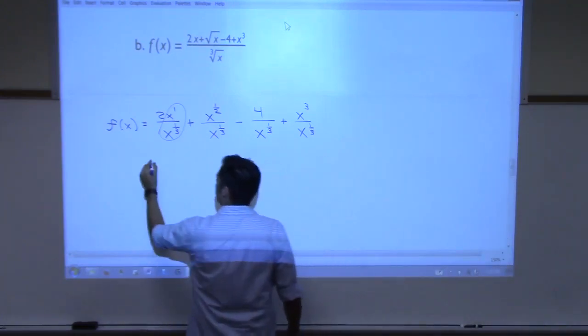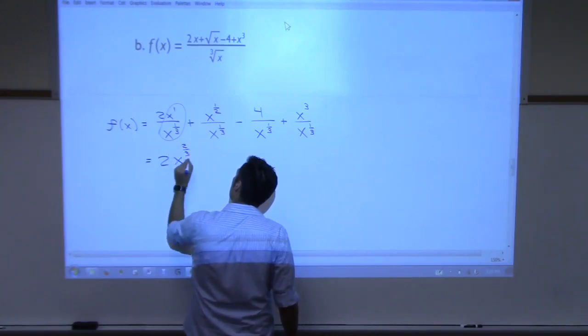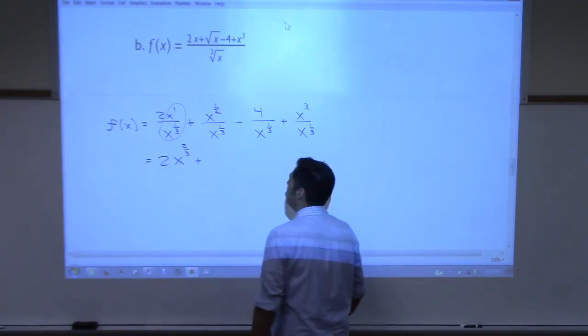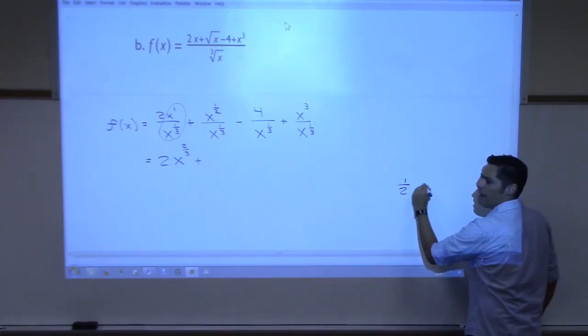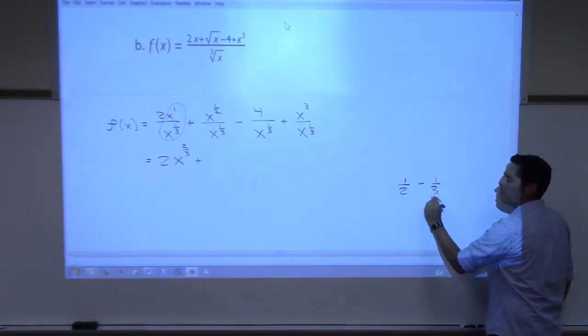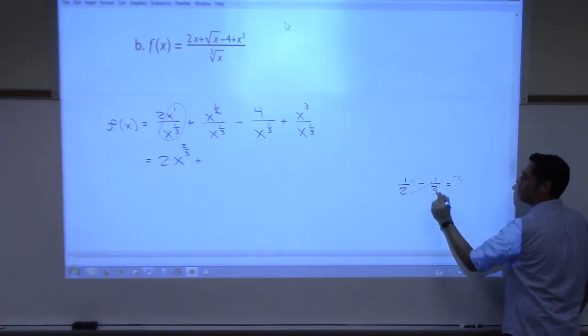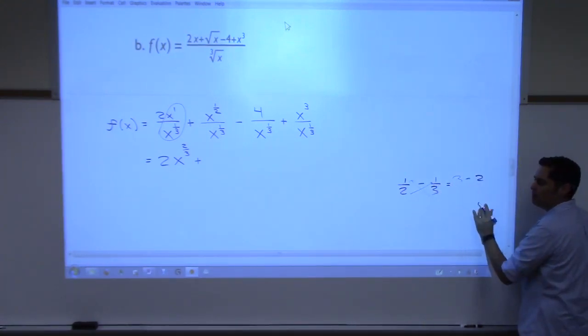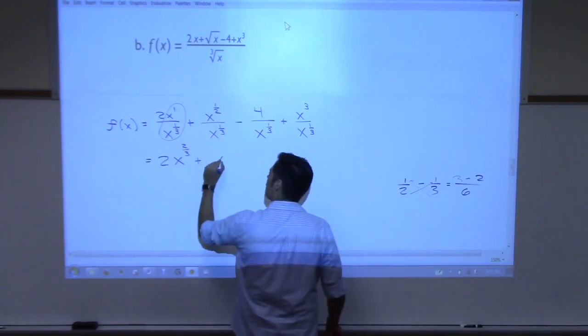So I'm going to work kind of quick through this. This is 2x to the 2/3. Plus, all right, here, you're taking 1/2, and you are subtracting what? A third, and then you can play that same game. 3 minus 2, you're subtracting, right, over 6, so that's 1/6. So that's x to the 1/6.